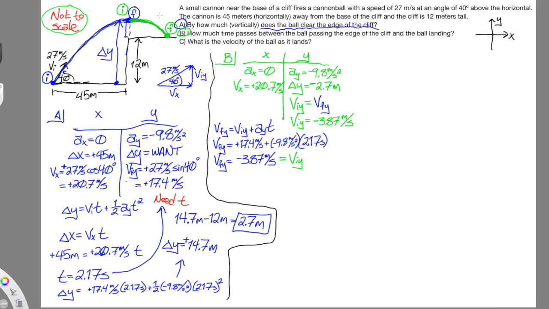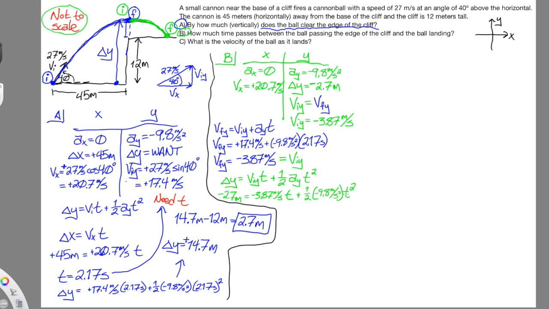Now we have a in the y direction, we have delta y, we have viy, and we want t. So we can use the quadratic kinematic equation. Delta y equals viy t plus 1/2 ay t squared. And plugging in our values looks like this. So here's that negative 3.87 meters per second times t plus 1/2 times negative 9.8 meters per second squared times t squared.